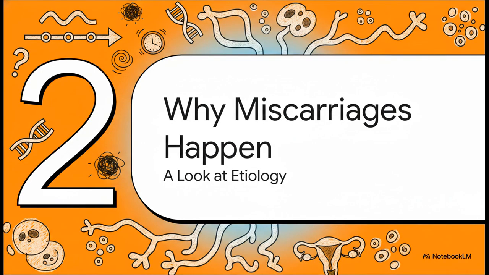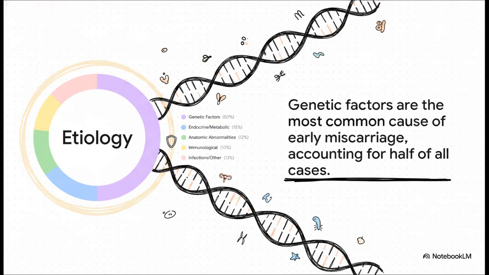So, the big question is why? What causes a miscarriage to happen? Well, the reasons, the etiology, can be quite varied, but there's a really clear pattern, and it all depends on when the loss occurs. Just look at this chart. A full 50%, half of all early miscarriages are because of genetic problems with the fetus itself. That is by far the biggest piece of the pie. The other half is a mix of other things like hormonal imbalances, uterine structural problems, infections, and so on.